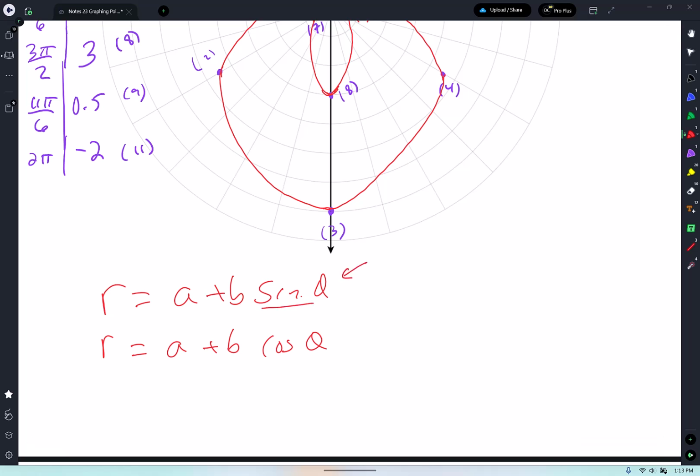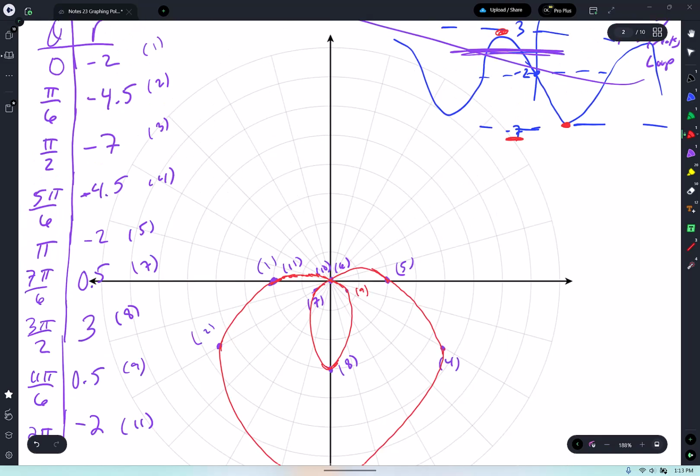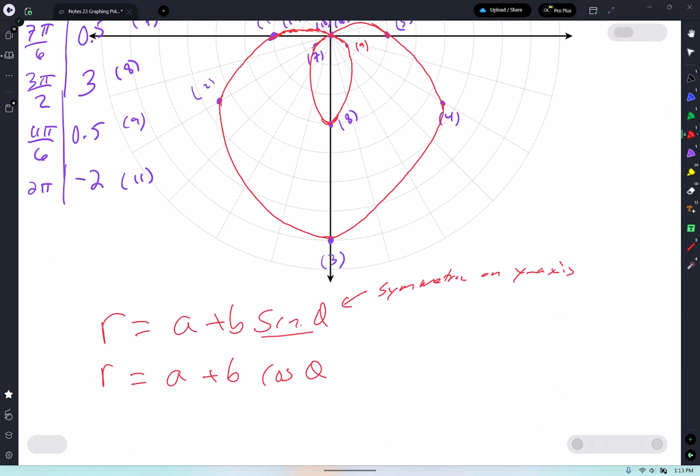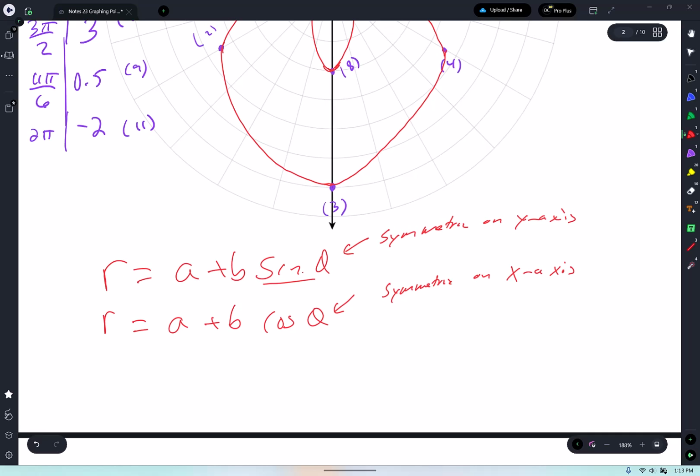This one is symmetric on the y-axis because of the sine. Symmetric on y-axis. And then notice this one. That one's symmetric on the y-axis, so that one's a sine. And then this one is symmetric on the what? On the x because of the cosine. Now, what did I say, guys? The a and b.